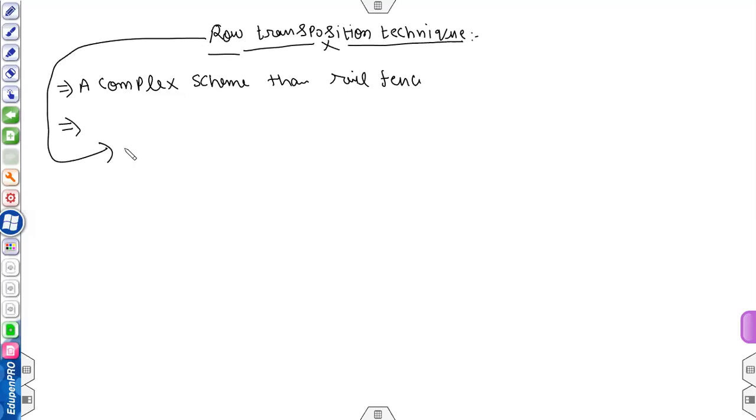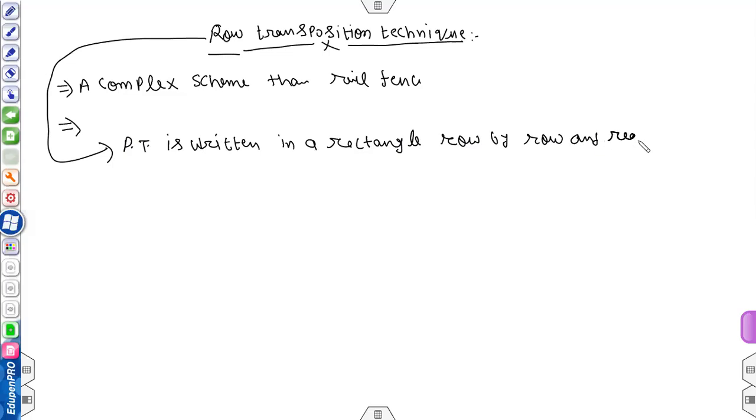And in this row transposition technique, we can say that plain text is written in a rectangle form, in a rectangle, row by row. We will see with an example, don't worry. Row by row, and we read the message, definitely for converting into cipher text, column by column.